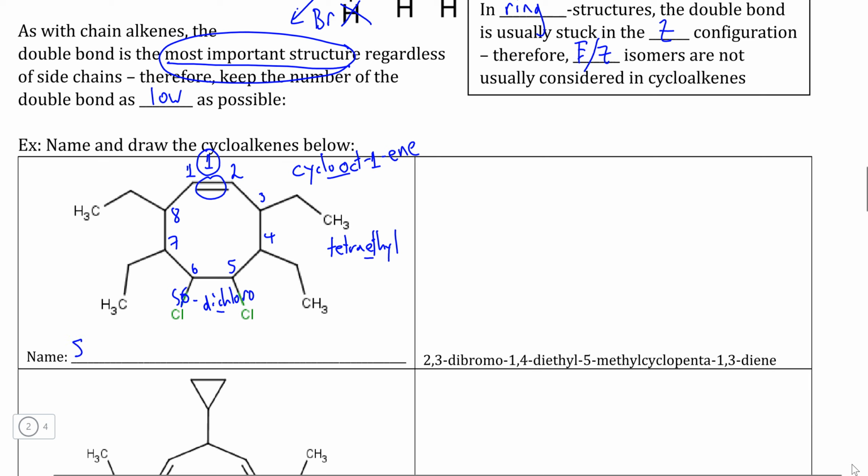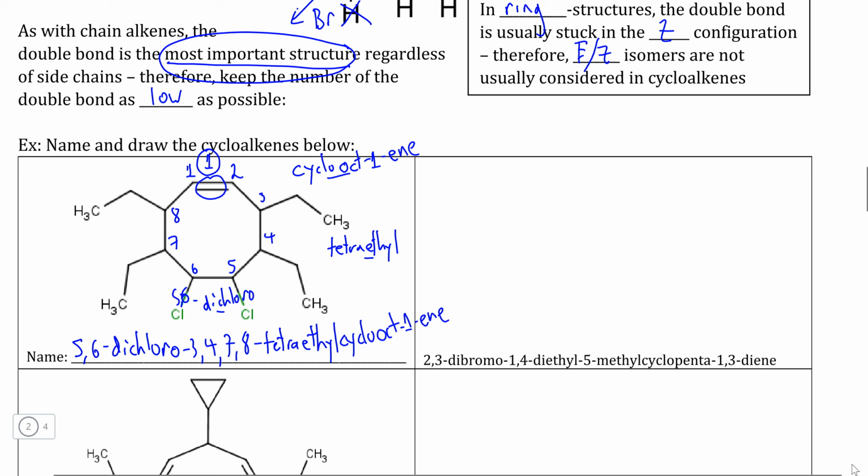So we would have 5,6-dichloro followed by our tetraethyls, which fall on 3, 4, 7, and 8. And there is our tetraethyl. And then all that remains is to identify our parent chain, which is the cycloalkene molecule that we have already named, like so.